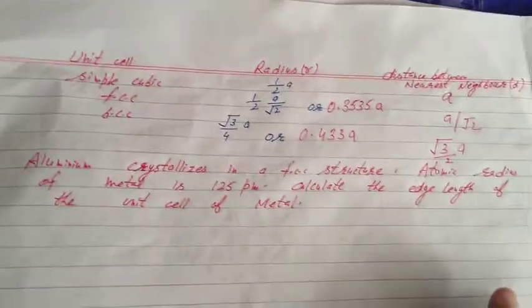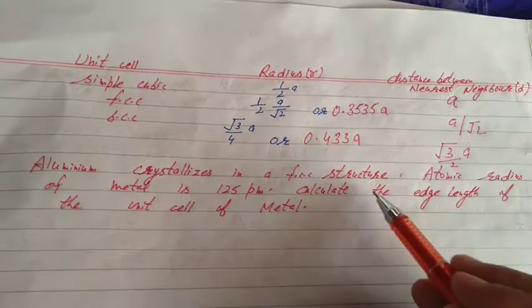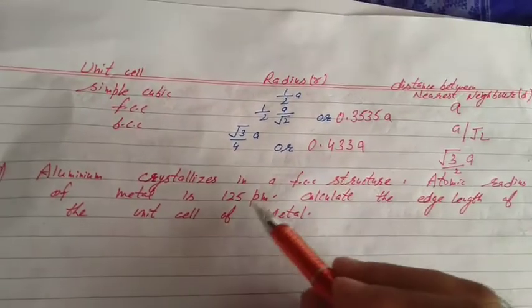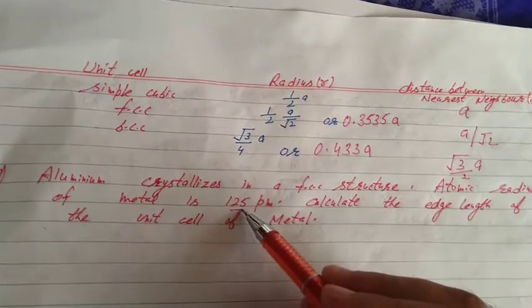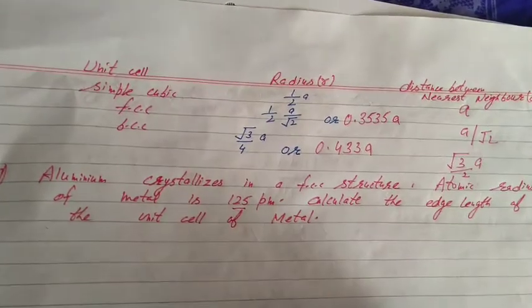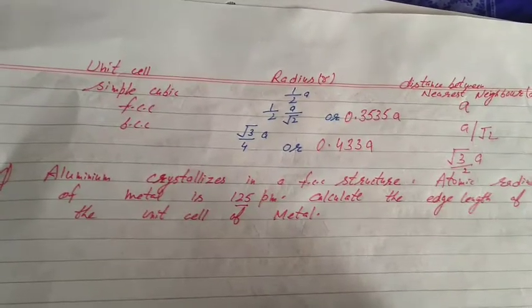Now that's the question, students. Aluminium crystallized in FCC structure. The atomic radius of the metal is 125 picometer. Calculate the edge length of the unit cell. We have to find the edge length of the unit cell.